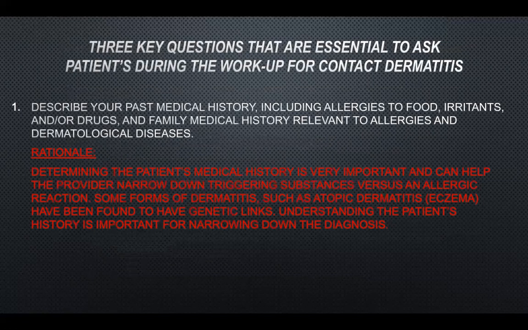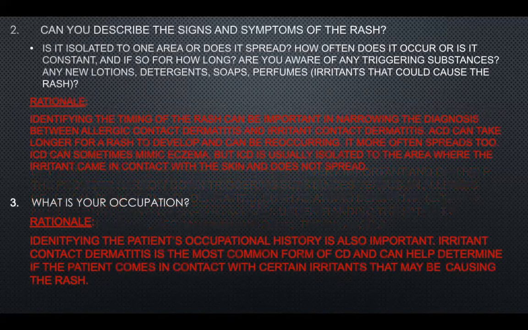Three questions that are essential to ask a patient during a workup. They really need to describe their past medical history, including allergies to food, irritants, or drugs, and a family medical history, as well as a social history. All of these are very important and help the provider narrow down triggering substances versus an allergic reaction. Some forms of dermatitis, such as atopic dermatitis, which is eczema, have been found to have genetic links. So understanding the patient's history is very important.